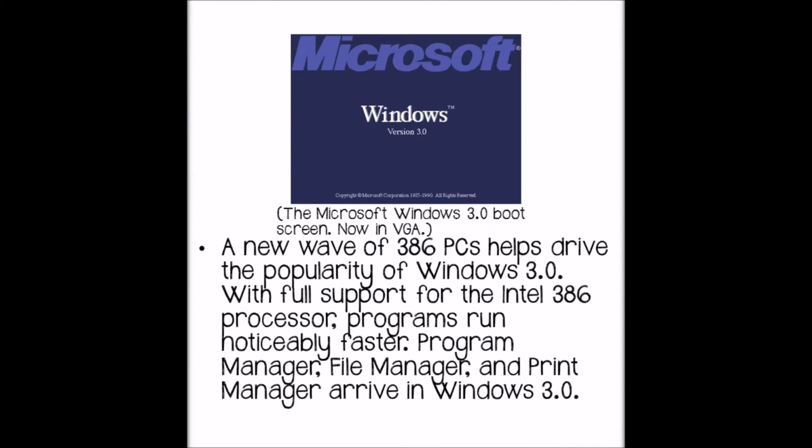Windows now has significantly better performance, advanced graphics with 16 colors, and improved icons. A new wave of 386 PCs helps drive the popularity of Windows 3.0. With full support for the Intel 386 processor, programs run noticeably faster. Program Manager, File Manager, and Print Manager arrive in Windows 3.0. Windows software is installed with floppy disks bought in large boxes with heavy instruction manuals.